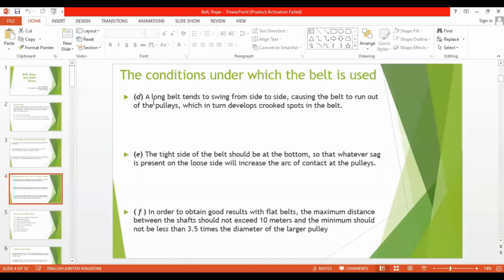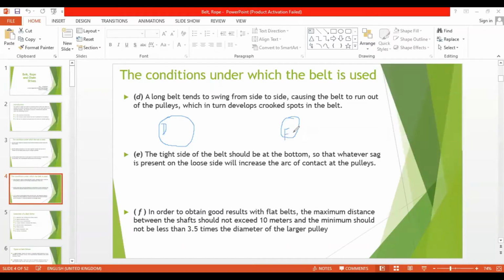A long belt tends to swing from side to side, causing the belt to run out of the pulleys, which in turn develops crooked spots on the belt. So maybe if I can draw a diagram: this is a pulley and this is another pulley. This is the driver and this one is the follower.